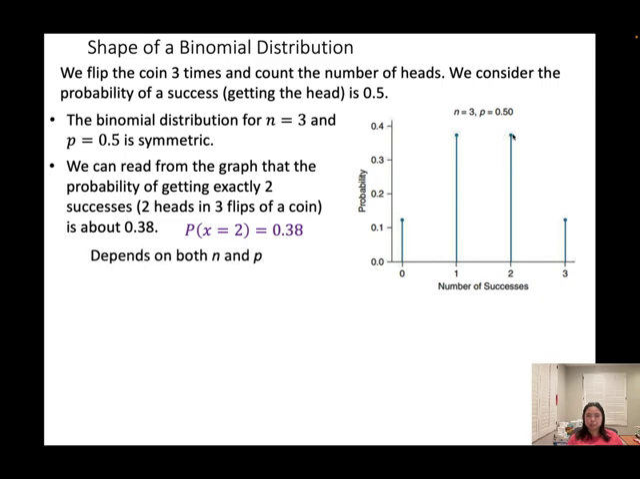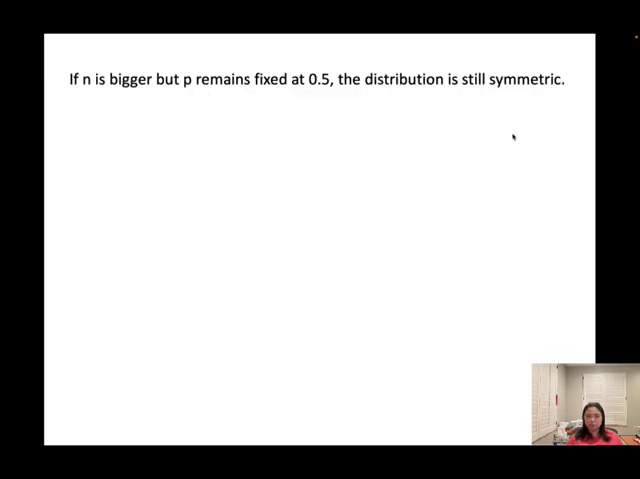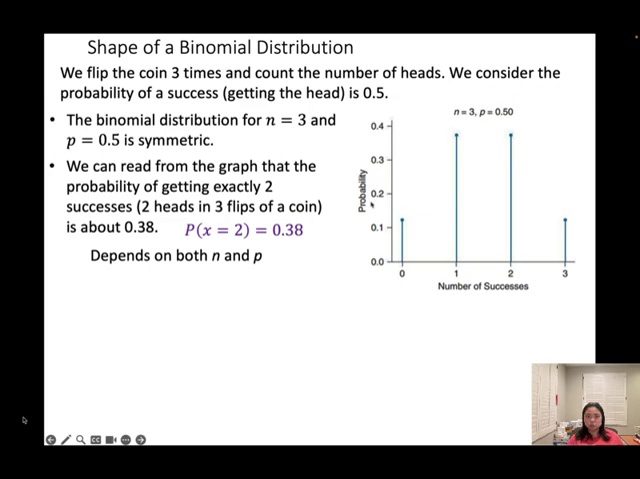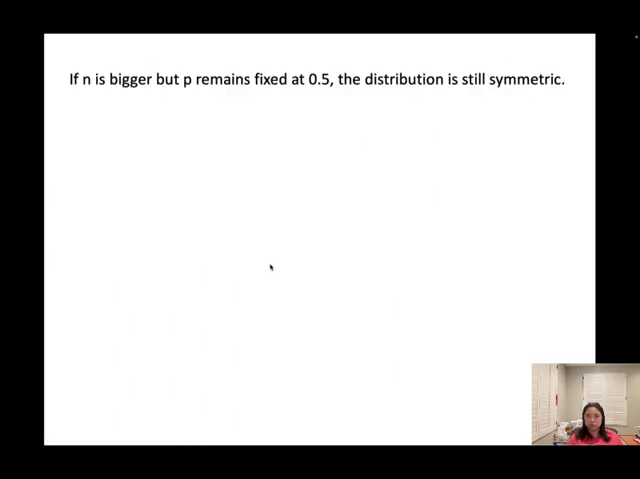The distribution depends on both the number of trials and the number of successes. It always depends on n and p here. How many times do you flip the coin, and what is the probability of success? What is your p equal to? If n is bigger but p remains fixed at 0.5, the distribution is still symmetric.